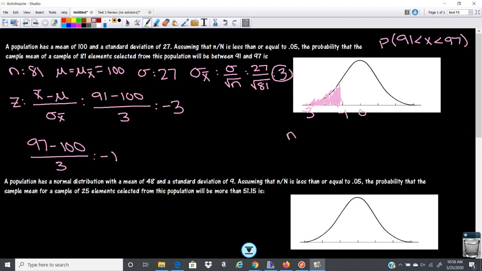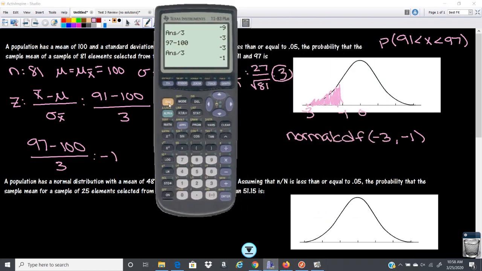So we're going to go in our calculator, normal CDF. Our lower limit is -3. Our upper limit is -1. So we're going to go in here: second vars, normal CDF, -3, comma, -1. And then, of course, since we standardized these scores, our mean is 0 and our standard deviation is 1. So we get 0.157.